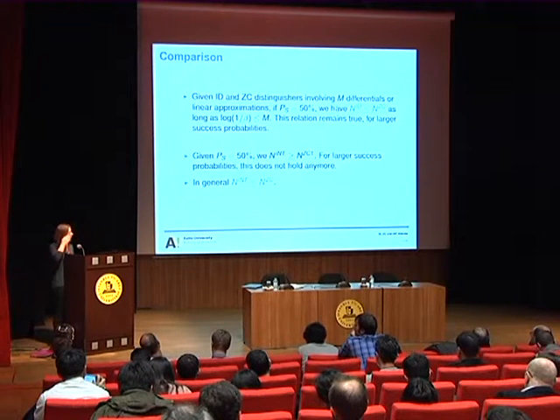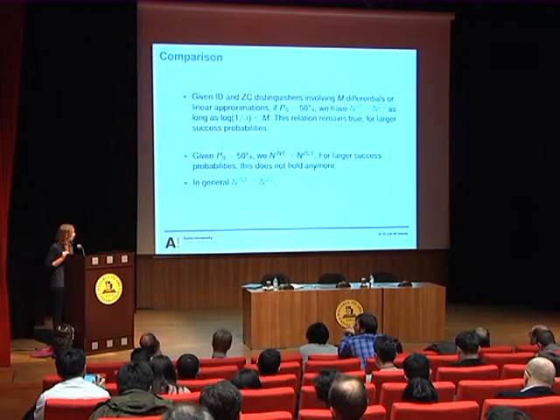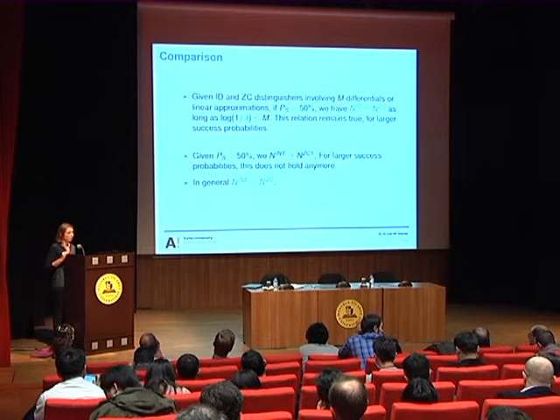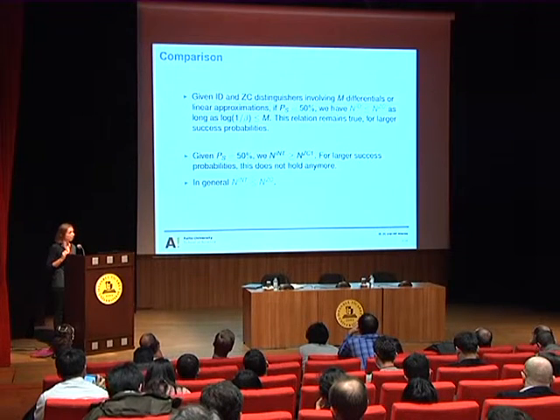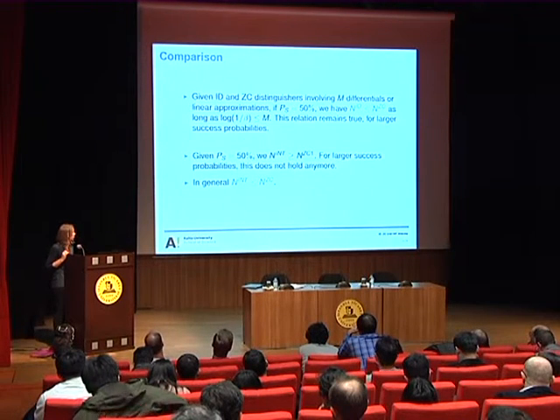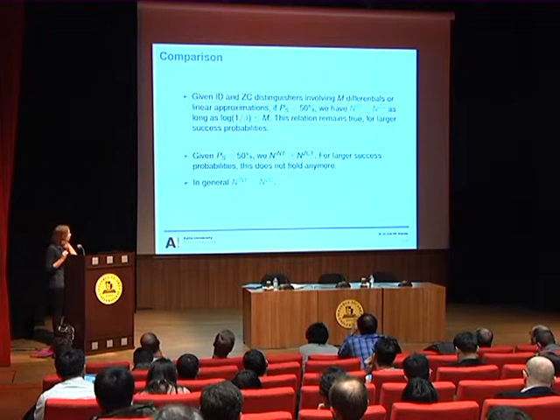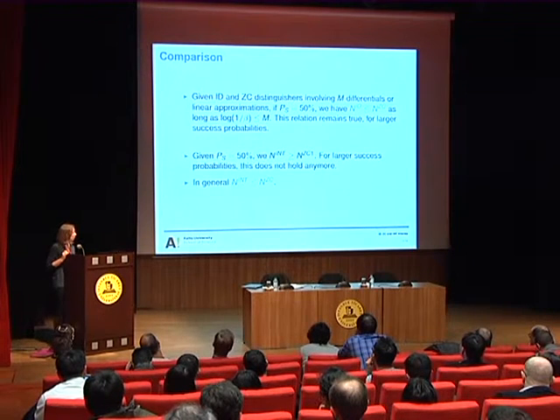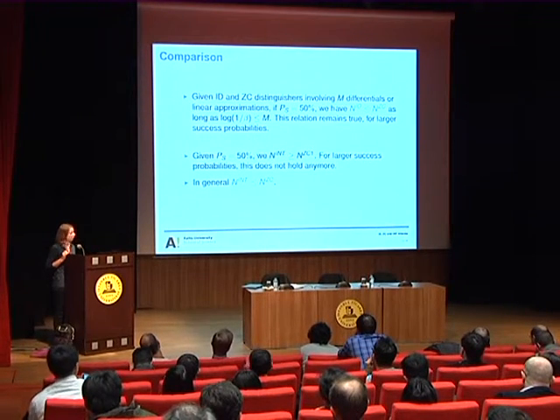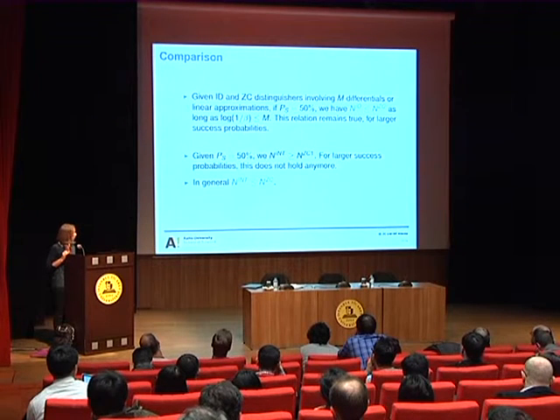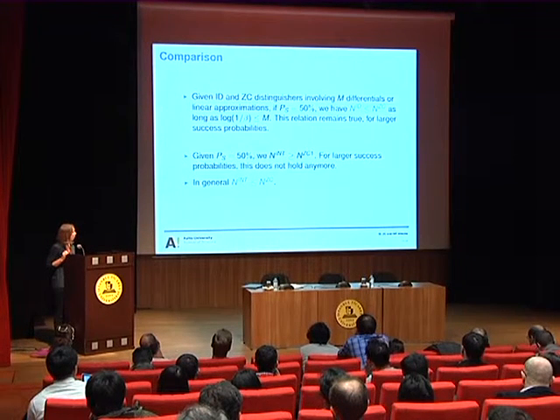So using this approximation of the quantile of the normal distribution, we are able to show that the data complexity of an impossible differential attack is much smaller than the data complexity of a zero correlation attack if both attacks involve the same number of differential or linear approximations. And if we just fix the success probability of the zero correlation attack to 50%, then the data complexity of the integral attack is larger than that of the zero correlation attack. But actually, for larger success probability, which is what we use in practice, the data complexity of the integral attack is smaller than that of the zero correlation attack.